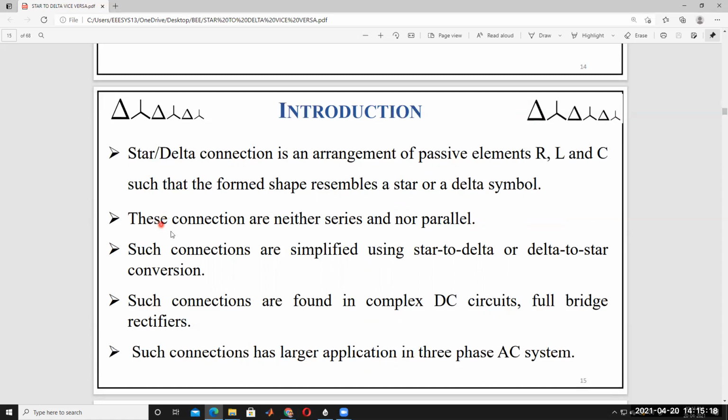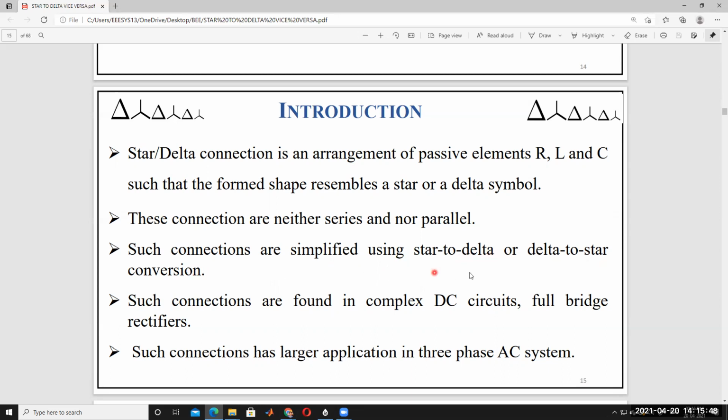These connections are neither series nor parallel. Star or delta connections are very difficult to simplify by using series and parallel connection techniques. If they are connected in star and delta, then star-to-delta or delta-to-star transformation techniques are used. Such connections are simplified using star-to-delta or delta-to-star conversion.